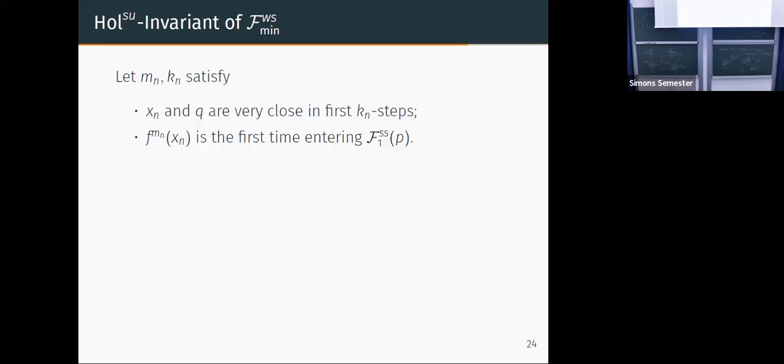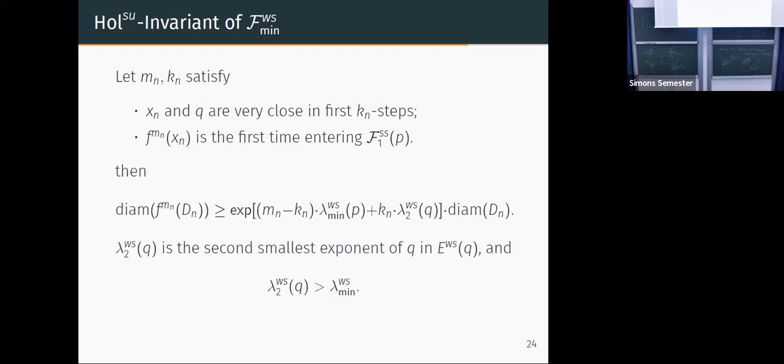So that is again like your MN, KN games, very close in the first KN steps. So the contracting rate will be like Q. And then for the rest, you are entering the local strong stable manifolds of P, and so you will have some estimations about the diameter. The diameter growth will be something like that.